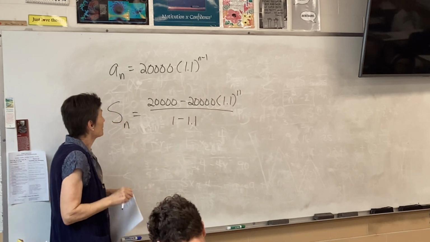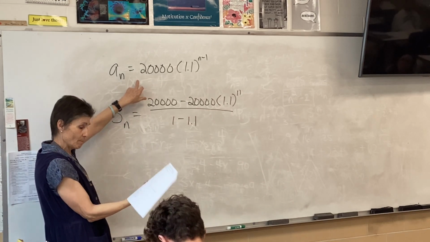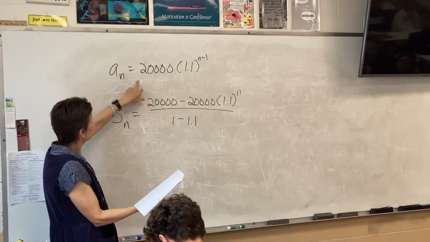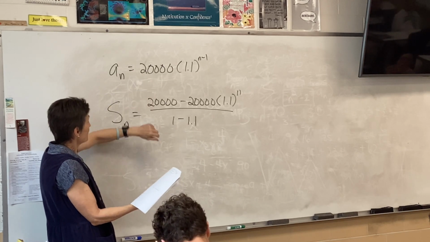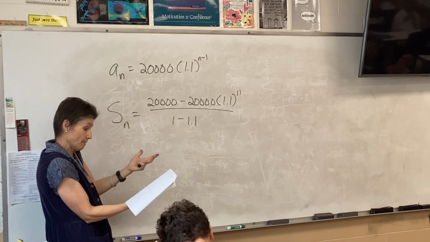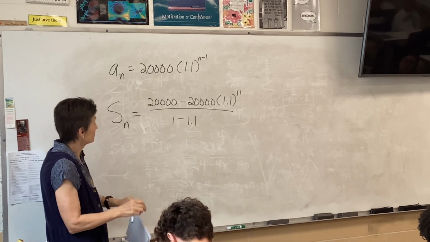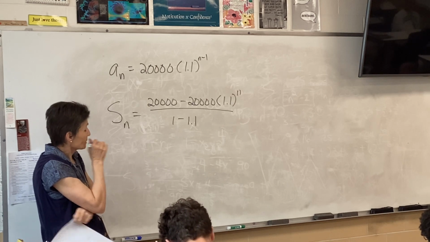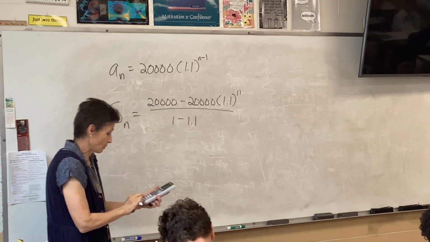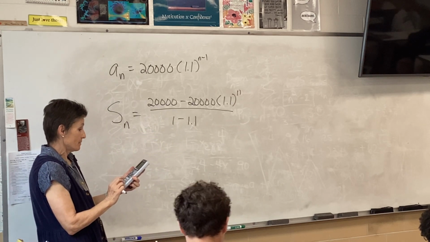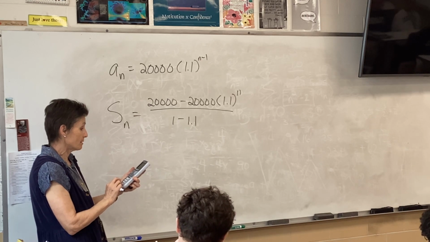But anyhow, this is B. This is how much is in the account after n years. And then this is if you just add up all those amounts, for whatever reason. All right, I'm going to type that in just to make sure we're all getting the right answer. These would be a little tricky to type in.